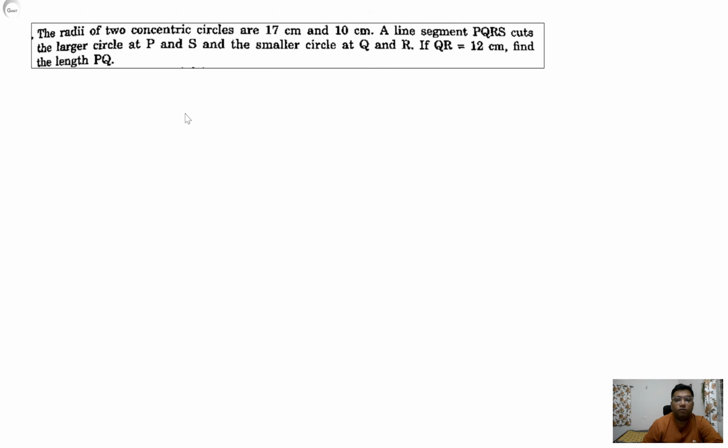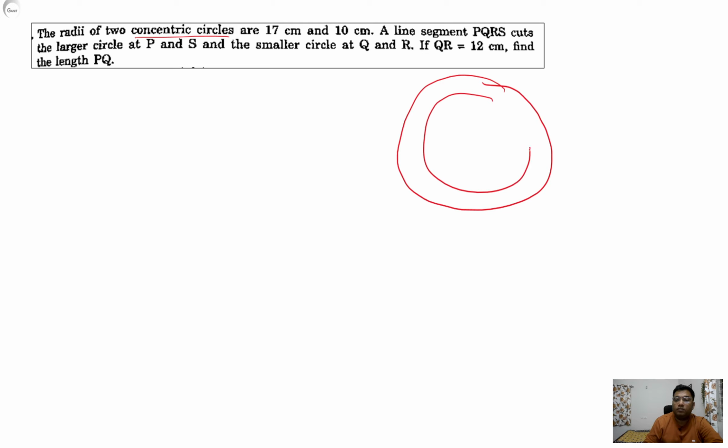All right. So we have two concentric circles of 17 and 10 centimeter. I hope everyone knows what concentric circles mean. Concentric circles are two different circles, but with the same center. They share the center. So if I have to draw a diagram, one circle will be like this and another will be like this. The center will be the same. One of them has radius 17.